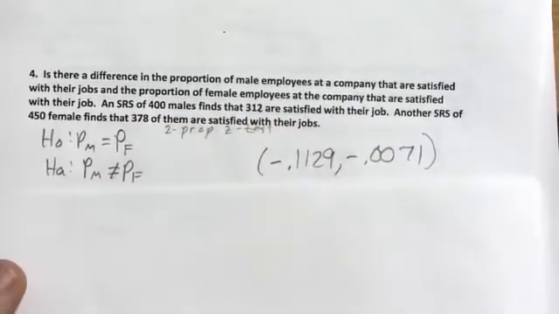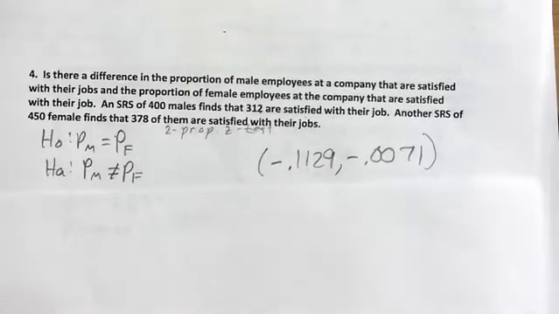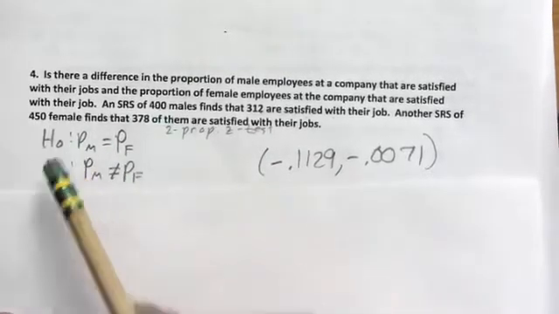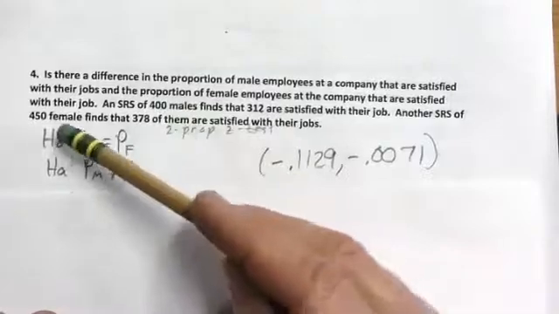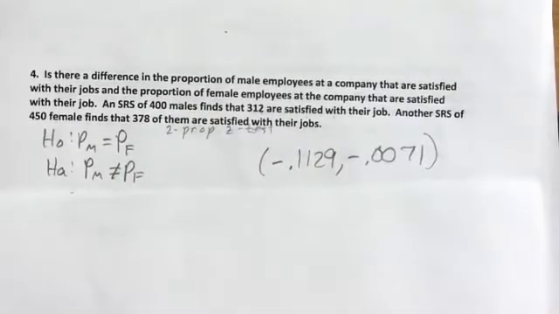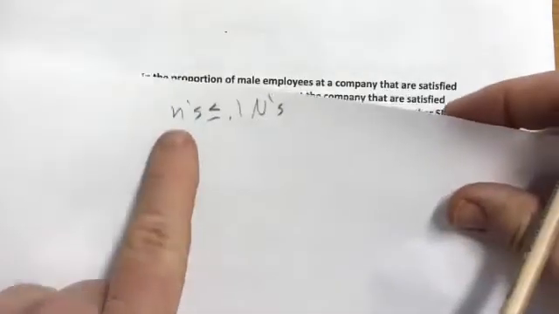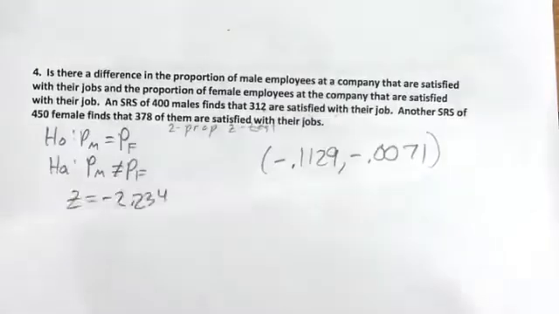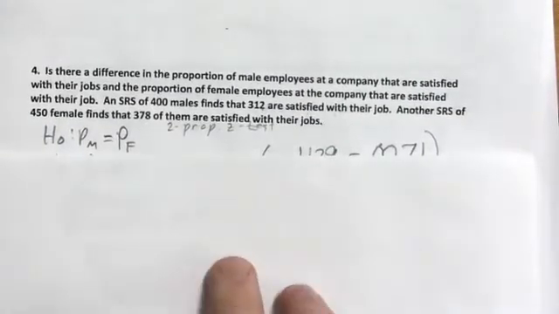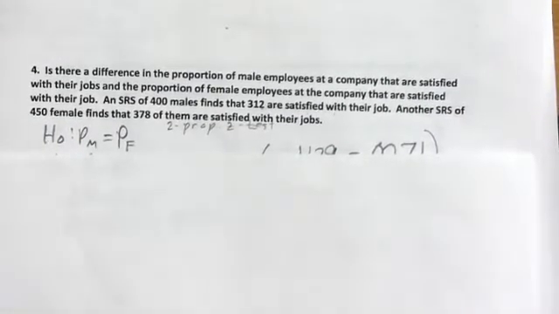And you would make sure and define your parameters. You would then say SRSs were taken, so independent random conditions met. You'd say there's got to be at least 4,000 males and at least 4,500 females at this company for our little n's to be less than or equal to 0.1 times our big N's. Normality: n times p, n times 1 minus p, be greater than 10, and you would use the pooled p hat to calculate that, which I won't get into here.